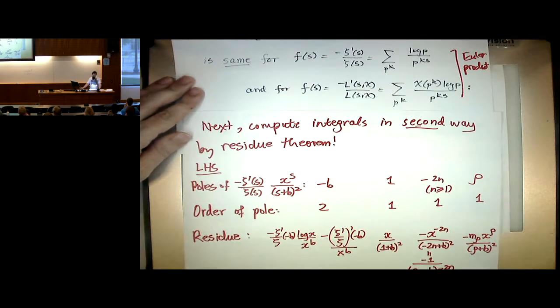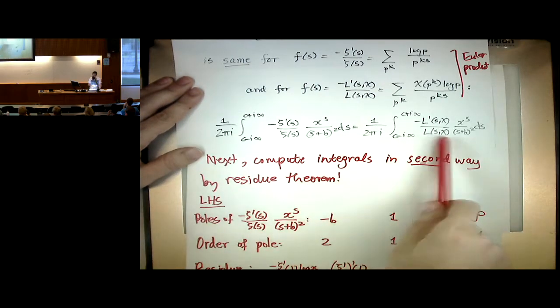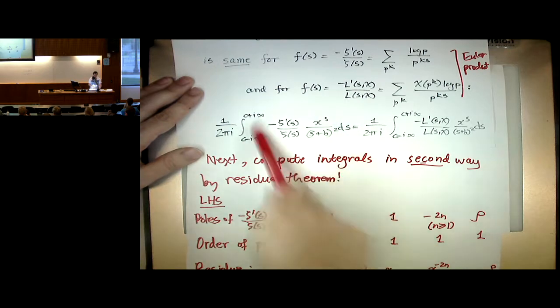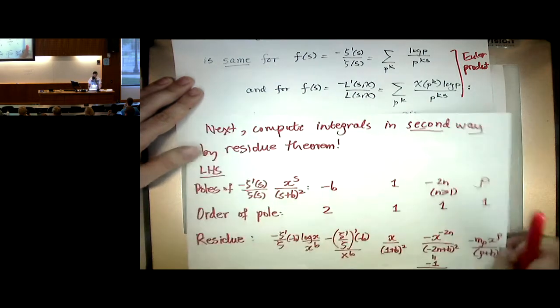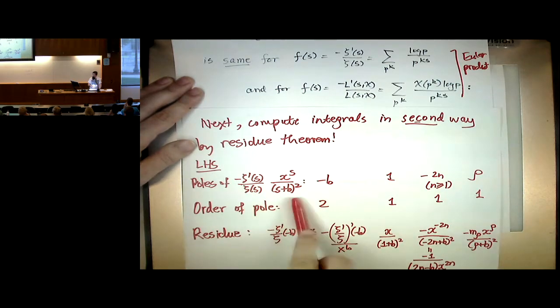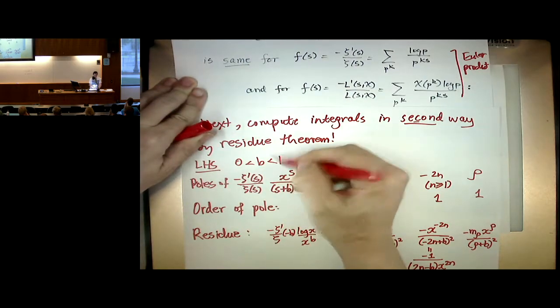Okay. So I'm going to compute the integrals in a second way using the residue theorem. There are the integrals right there. Okay, that is equal to that. So let me try to calculate the residues of it. I have to find the poles of this and then find the residues. So for this function, look, it clearly is going to have a double pole at minus b. Oh, so let me now take b, say, to be between 0 and 1, okay?